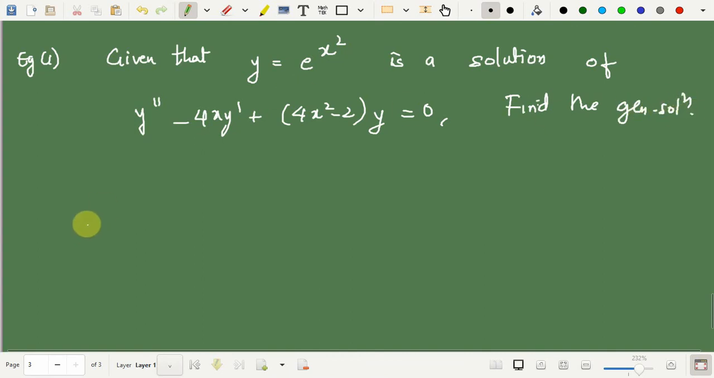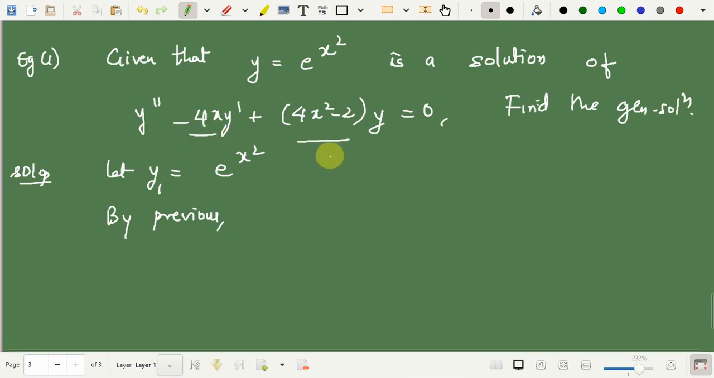So one solution is already given, so I'll call it y1. Let y1 be e raised to x squared. Now you can very easily observe that this satisfies the given differential equation, so I would leave it as an exercise. So therefore by the previous theorem, and this is a homogeneous differential equation. Also note that this p of x, that is minus 4x, and q of x, 4x squared minus 2, are continuous on the whole of R. So you can find a solution on the whole of R if it exists.